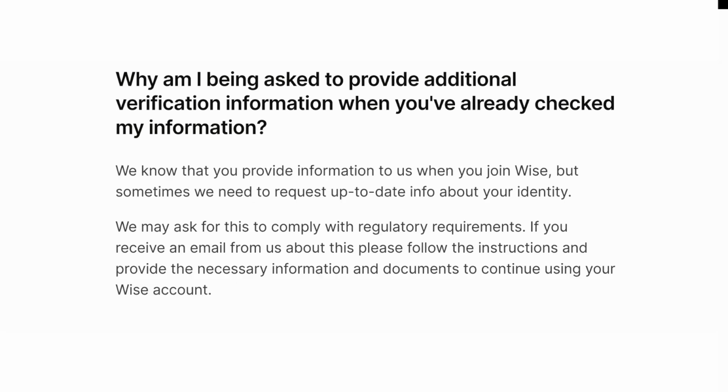Why am I being asked to provide additional verification information when you've already checked my information? They know that you provide information to them when you join Wise, but sometimes they need to request up-to-date info about your identity. They may ask for this to comply with regulatory requirements. If you receive an email from them about this, please follow the instructions and provide the necessary information and documents to continue using your Wise accounts.